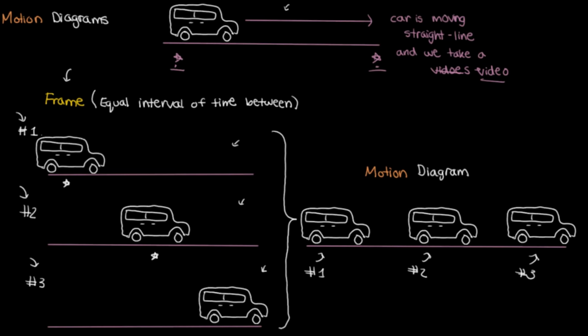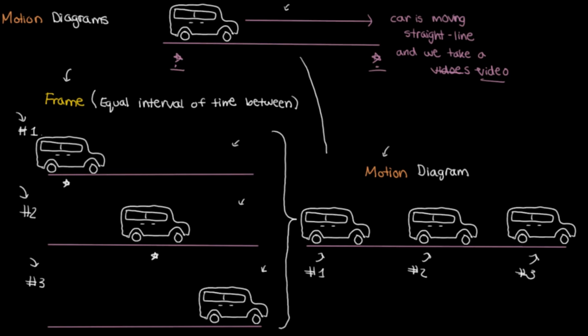Now, once we look at the frames, we can put them all together and come up with a motion diagram. And when we look at a motion diagram, it tells us a lot about the car's motion. We'll talk about that in a second, but I just want you to know that this is what a motion diagram looks like. It kind of looks like duplicates of an object all in the same picture. So this is how we kind of transfer a video.